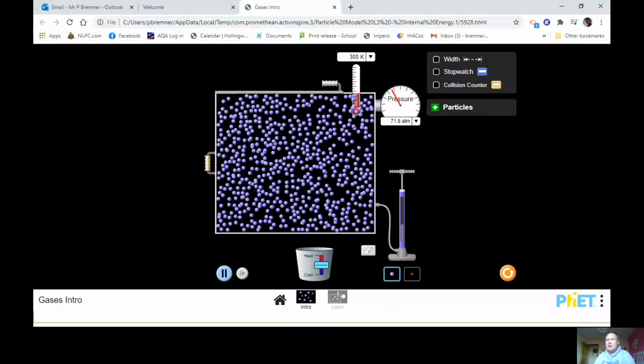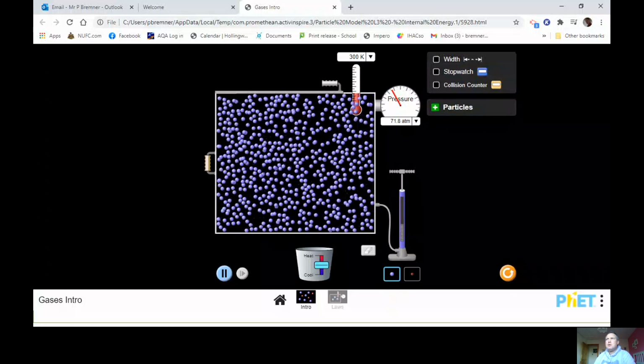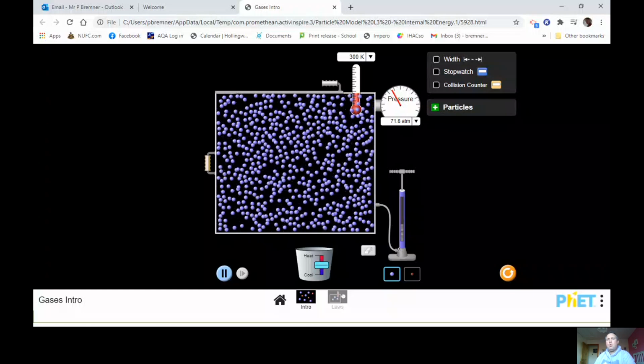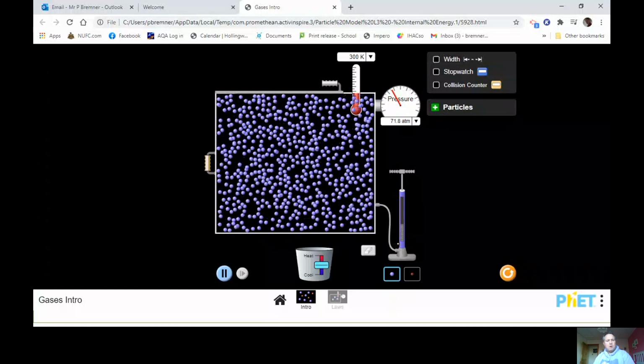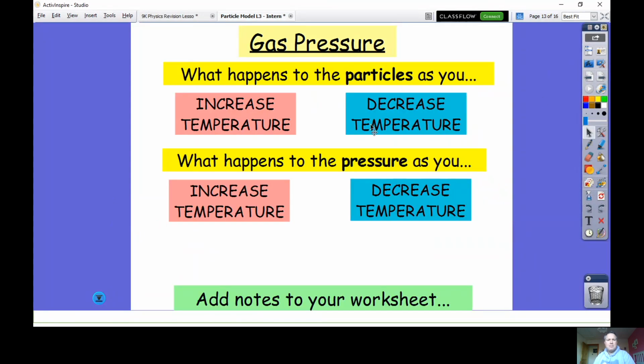But I'm interested in what could make that pressure increase or decrease, to make the particles hit harder on the sides or not as hard. So we're going to make some changes. We're going to make changes, for example, like increasing and decreasing temperature. Each time I make a change, I'm interested in what happens to the particles.